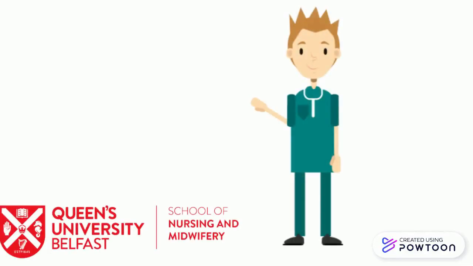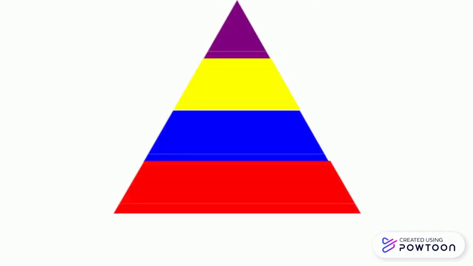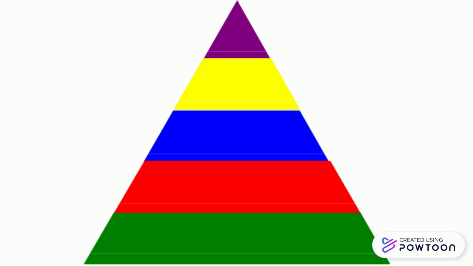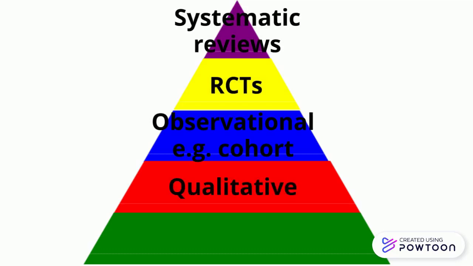This video recaps the two main types of research evidence, quantitative and qualitative. First, let's recap the hierarchy of evidence. Systematic reviews are at the top, followed by randomised controlled trials or RCTs, observational designs such as cohort studies, qualitative studies and expert opinions at the bottom.